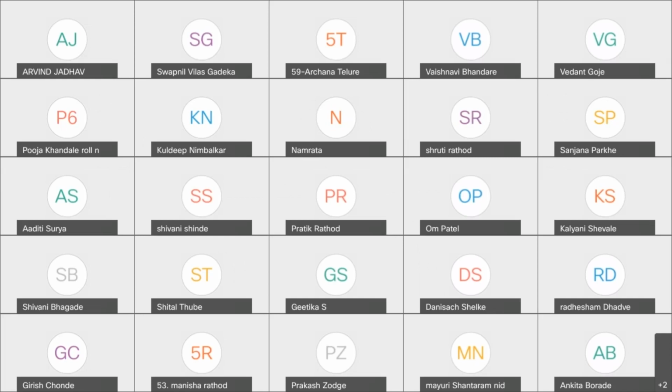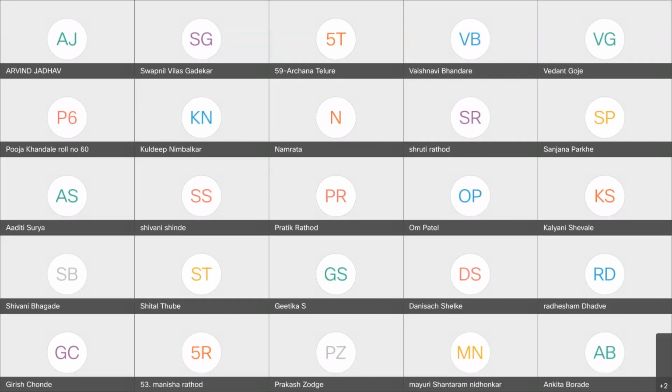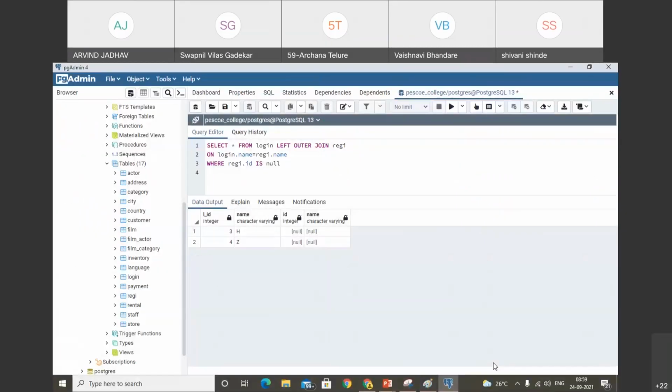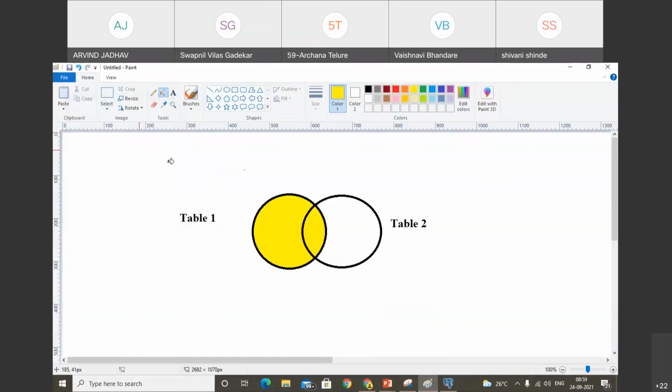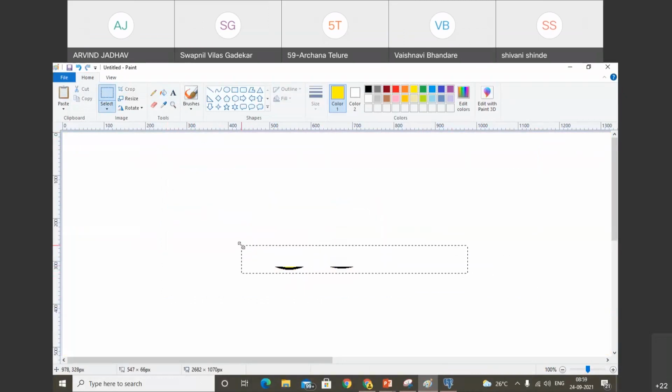Now, if you clear this concept, then the next concept is quite easy and it takes very less time. If you know left join, then we can easily get the knowledge of right outer join or right join. Okay, so I will just draw some diagrams so you will get a better understanding. I will create two tables for you.